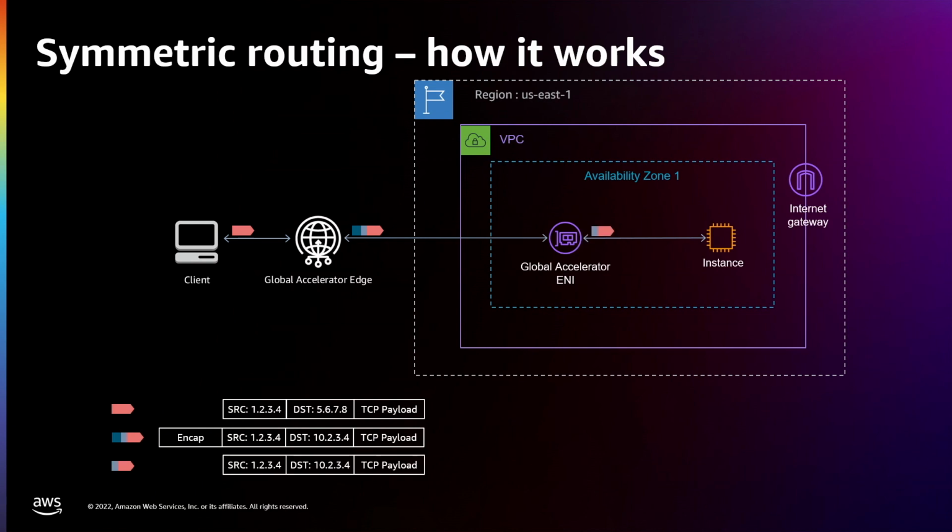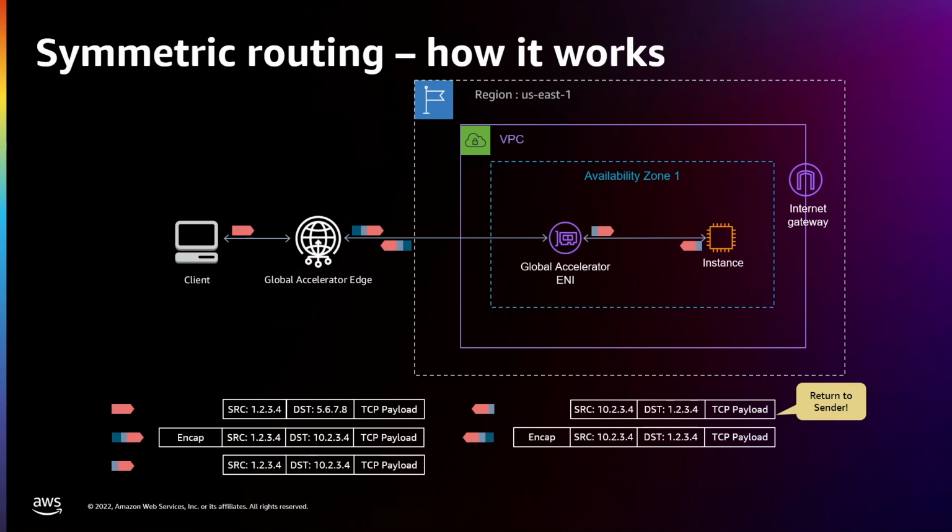This traffic is received by the Global Accelerator ENI within a customer's VPC. This ENI will then remove the encapsulation and pass on the traffic to the instance that is receiving the traffic. Then the instance's response to the packet flips around the source and destination addresses. And then it uses a special property of routing called return to sender, which sends this packet back to the Global Accelerator ENI and not following the routing rules of the VPC.